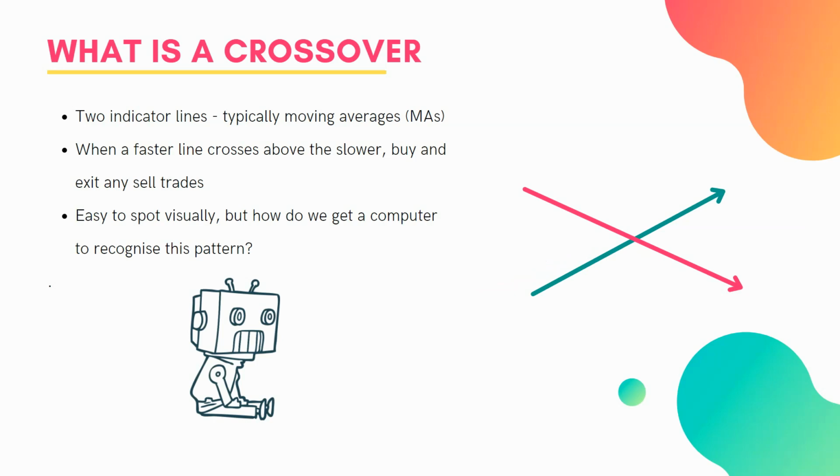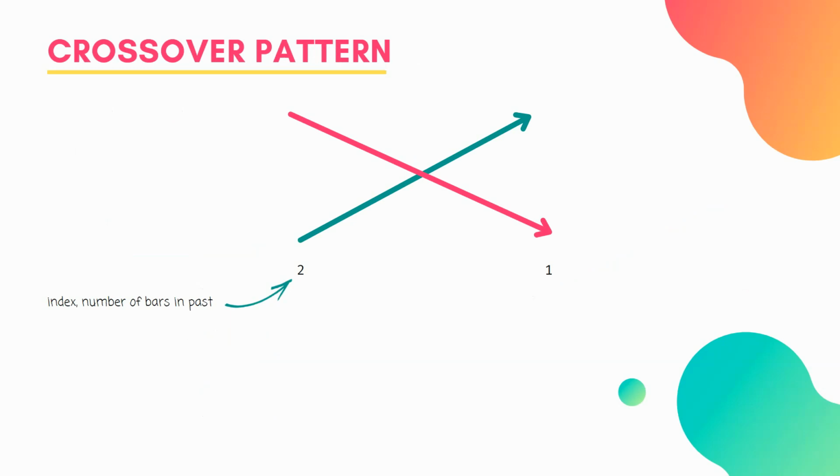It's very easy to spot visually, which I think is one of the reasons why it's most commonly used. If you're manually trading, it pushes you towards discipline because you've got to wait till those two lines cross over. So how do we get a computer to recognize this pattern? Because when we break it down, it is a basic form of a pattern. A cross is a very basic pattern. So we need to get the computer to understand what we mean by this.